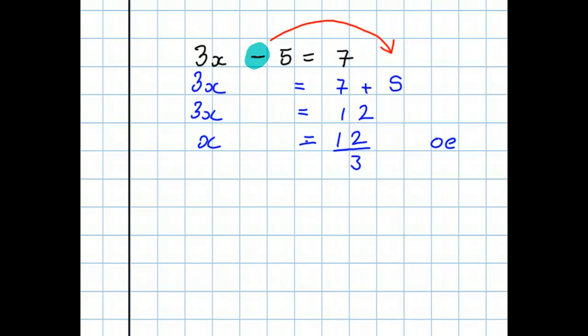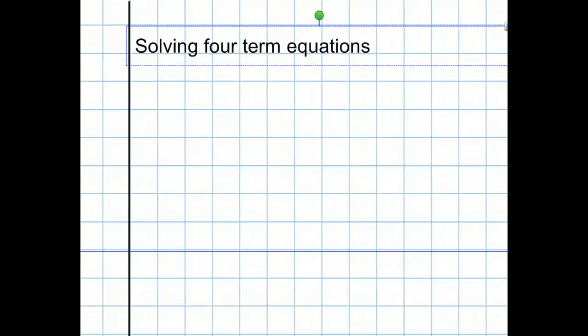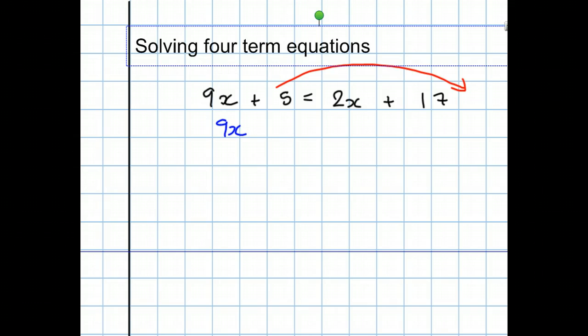Right, now, let's move on and look at four-term equations. Here, I'll give you an example. 9x plus 5 equals 2x plus 17. So move the numbers first as we did before. Remember, you always take away. So it's going to be 9x equals 2x plus 17, take away 5. So it's 9x equals 2x plus 12.